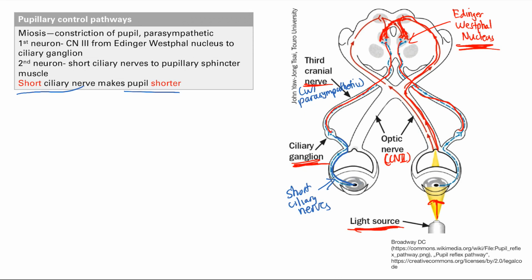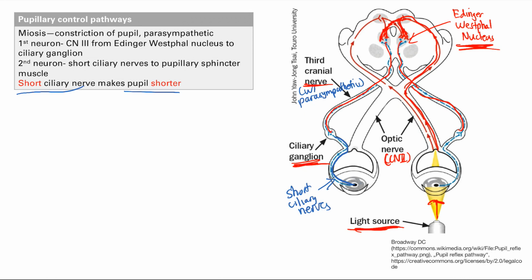So mydriasis, which was dilation of the pupil, is a sympathetic response, and we've actually already covered that. Remember how we covered the sympathetic pathways? And remember, you probably forgot all the details. This one wasn't my greatest lecture, and the details were a little complicated. But basically, remember, our first neuron started at the hypothalamus, which was the center of the autonomic nervous system, and went down to the spinal cord, synapsed at T1, because the sympathetics were going to the face, and then it comes out of the spinal cord, travels along the sympathetic chain ganglia.